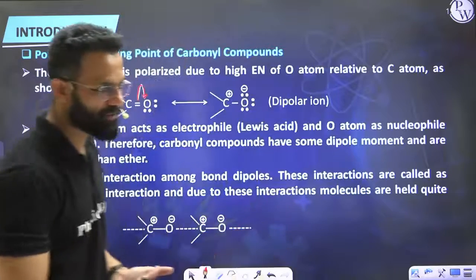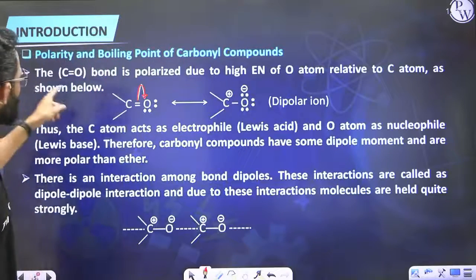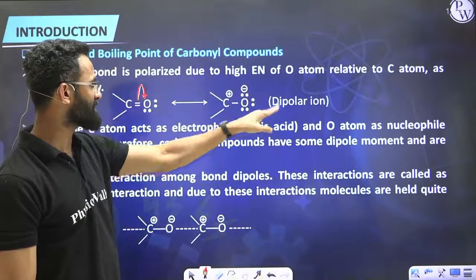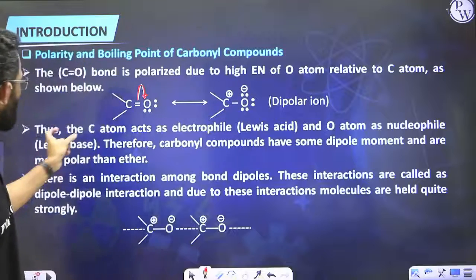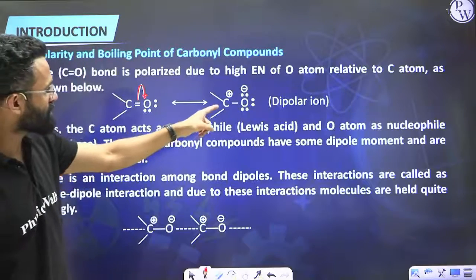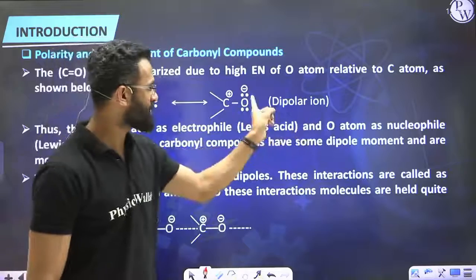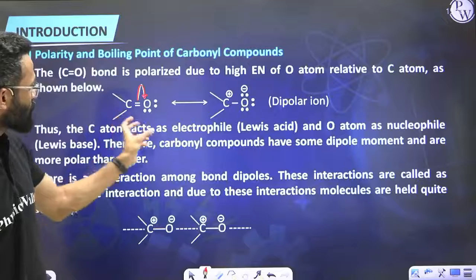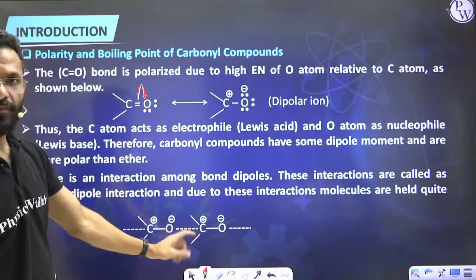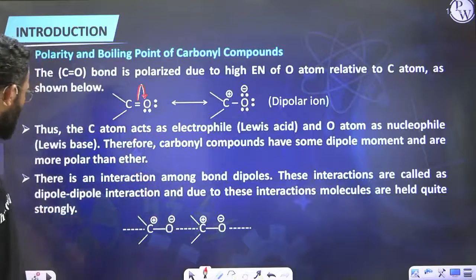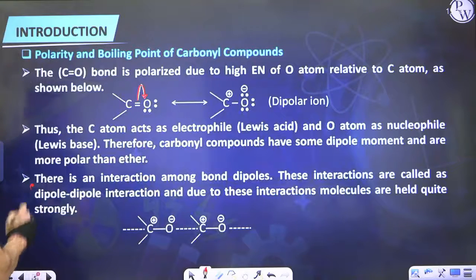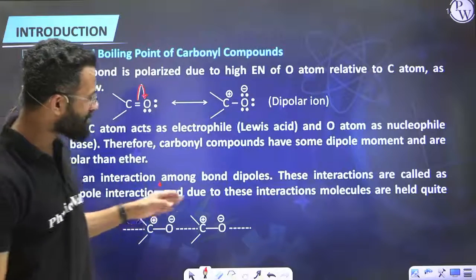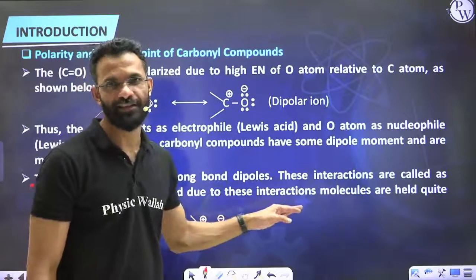So guys, whatever we mentioned just now, the C=O bond is polarized due to the higher electronegativity of the oxygen atom, which exists as a dipolar ion. Now the carbon atom acts as an electrophile because it is deficient, and the oxygen atom being electron rich acts like a nucleophile. So such molecules, when they are adjacent to each other, will always be associated with each other via an interaction that is called dipole-dipole interaction, because of which they are held relatively tightly with each other.